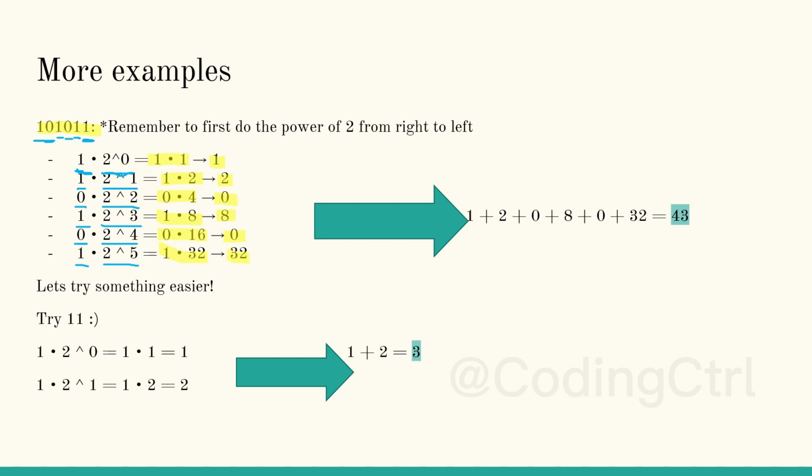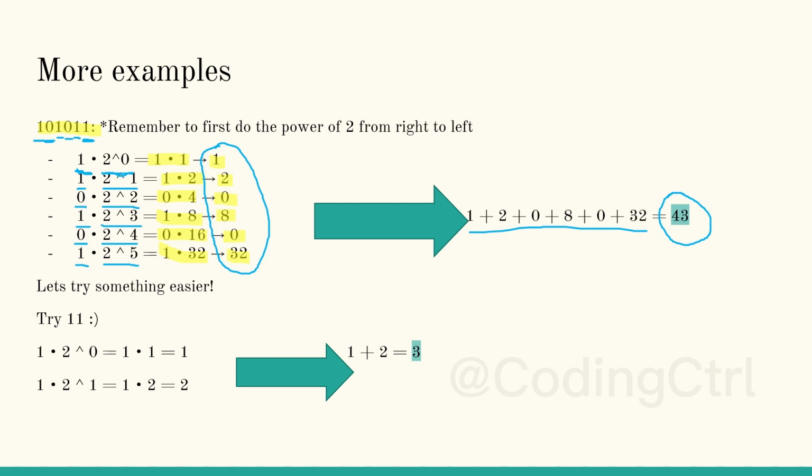And after all these multiplications, you would have to add up all these numbers in order to get your final answer. So add up 1 plus 2 plus 0 plus 8 plus 0 plus 32, and your final answer will be 43. So this is your final answer.